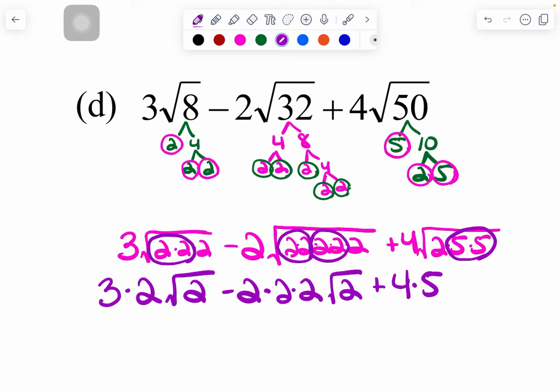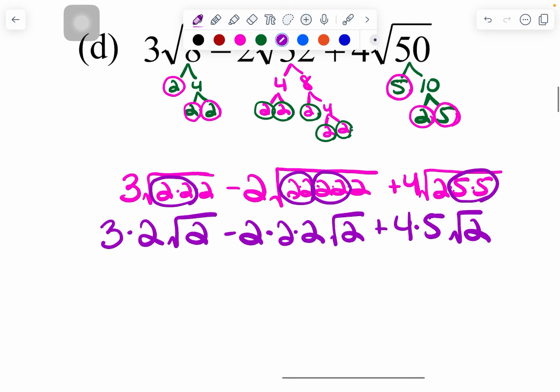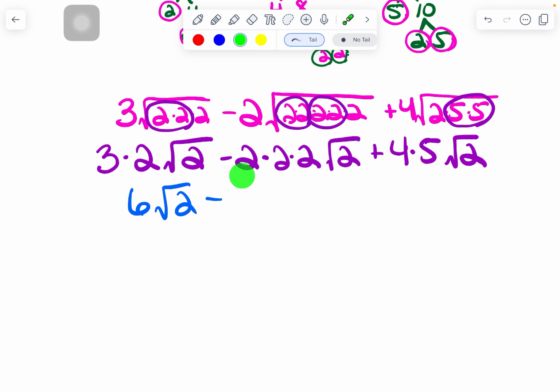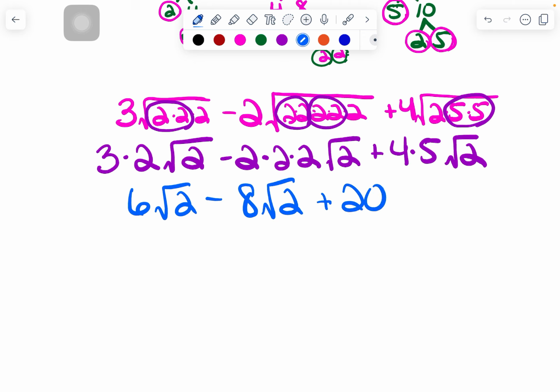So we're going to take a 5 out and then leave the root 2 behind. I write huge. So let's go ahead and slide that up. So what happens next? Well, we got to multiply. 3 times 2 makes 6 root 2 minus 2 times 2 is 4 times another 2. That's going to be 8 root 2. And then plus 20 root 2.